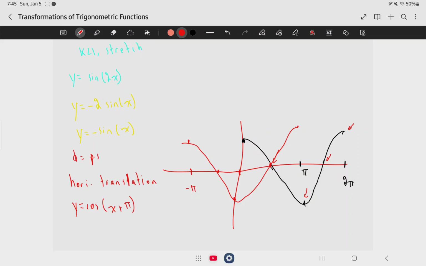So it's always going to be the opposite of whatever the sign is in the brackets. If it's plus something, it moves back. If it's x plus something, it moves to the left. If it's x minus something, it moves to the right.